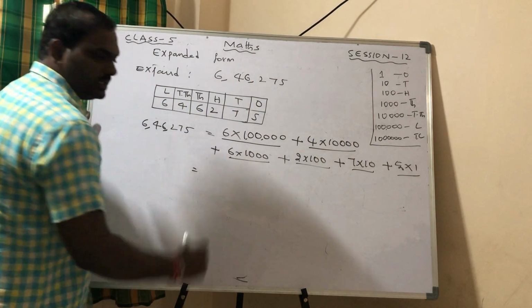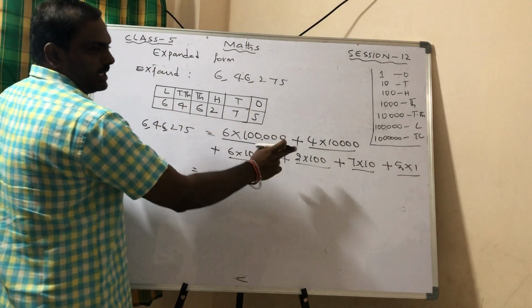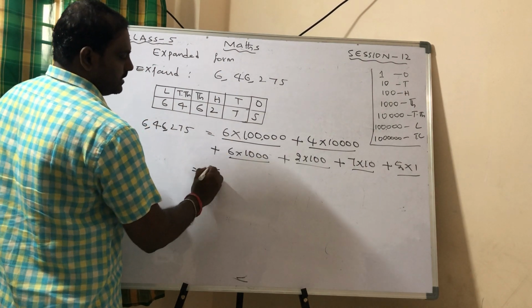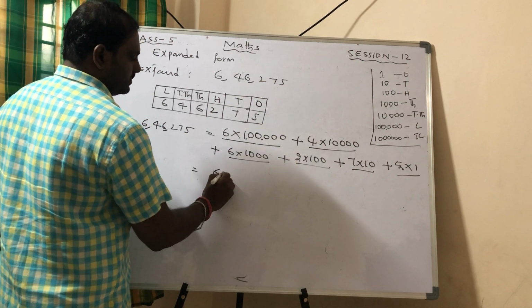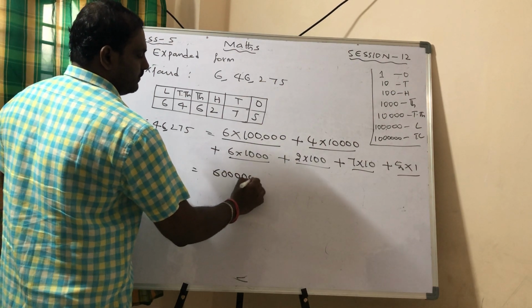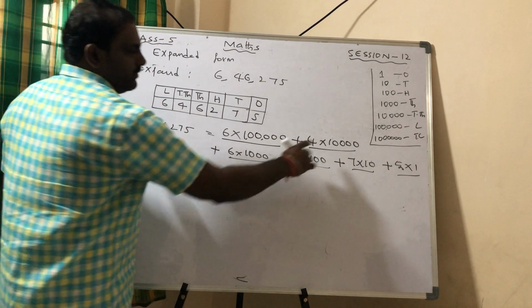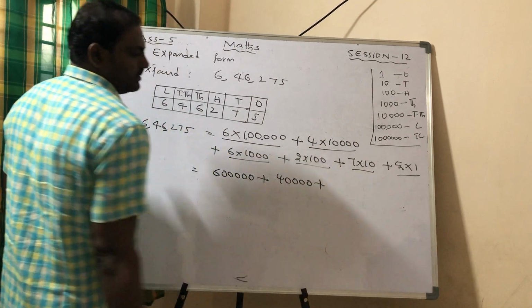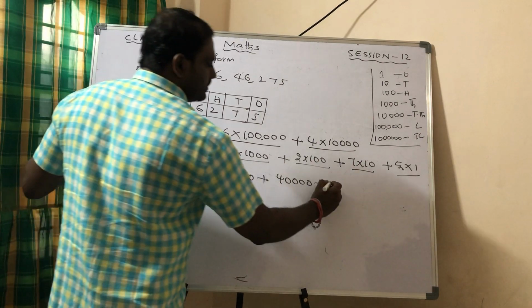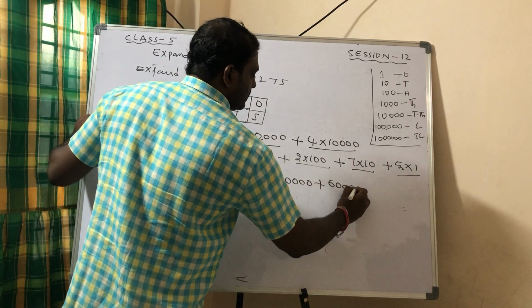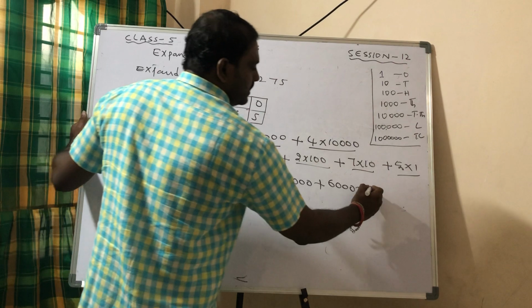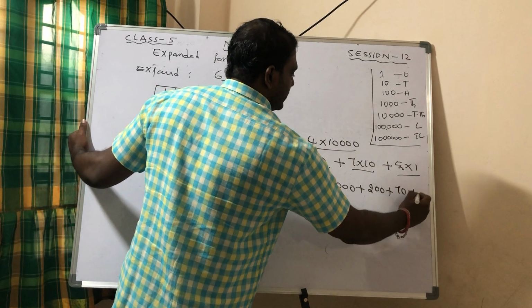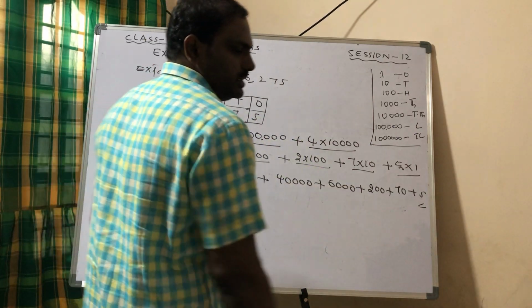After this, what should I write? 6 into 1 lakh, 6 lakhs. How to write? We know, very simple. 6 ones are 6, and keep the remaining zeros. 1, 2, 3, 4, 5. 4 into 10,000. 1, 2, 3, 4. 40,000. 4 into 10,000 is 40,000. 6 into 1,000, 6,000. Plus 2 into 100, 200. Plus 7 into 10, 70. Plus 5. So this is the way to write.